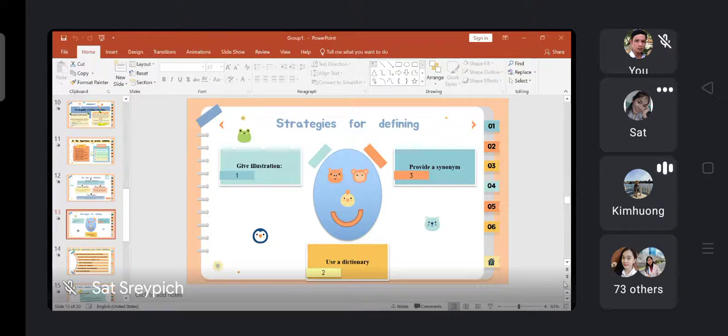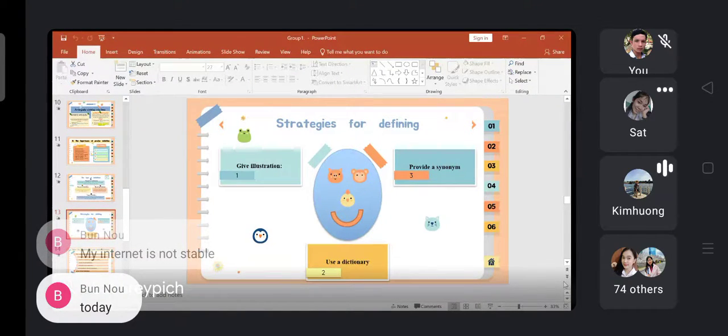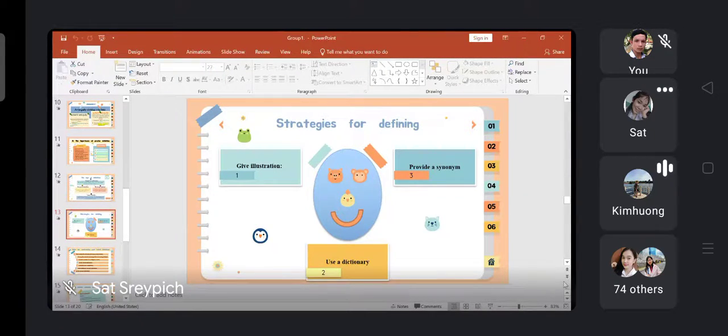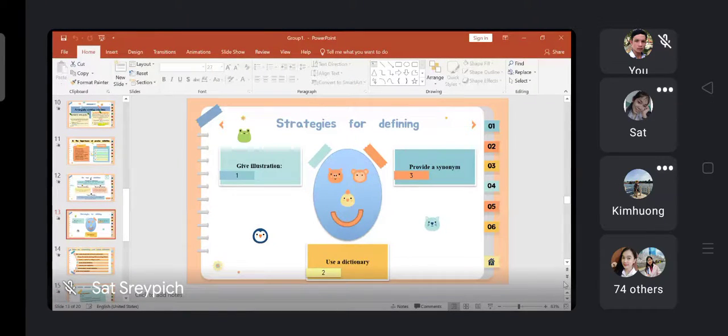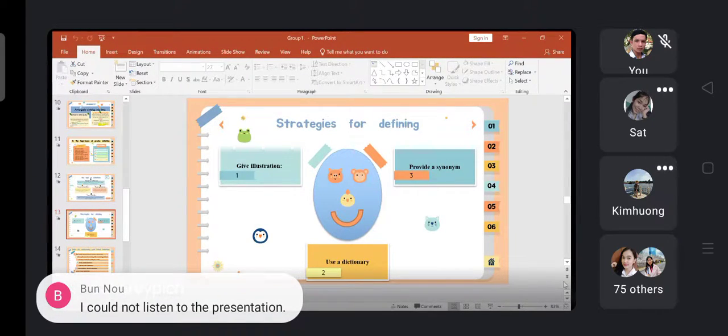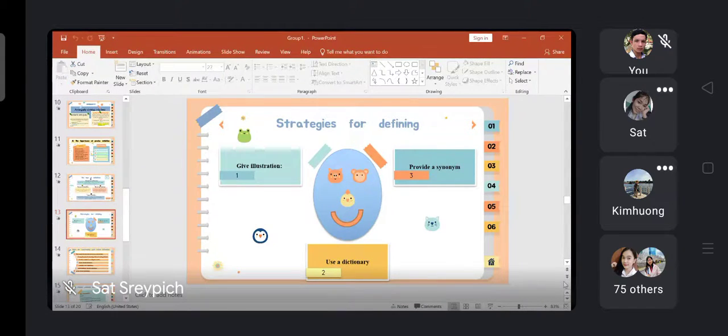And strategy number two, use a dictionary. A dictionary tells what part of speech a word is, how it is commonly pronounced, and where the word comes from. Dictionaries are best considered history books that describe the way words were used when the dictionary was written, rather than prescribe how we should define a word. Consider the best dictionary in English, the Oxford dictionary. It overcomes many of the weaknesses inherent in dictionaries by providing extensive definitions and examples of a word used throughout history.